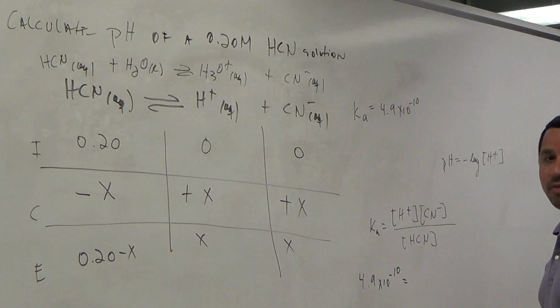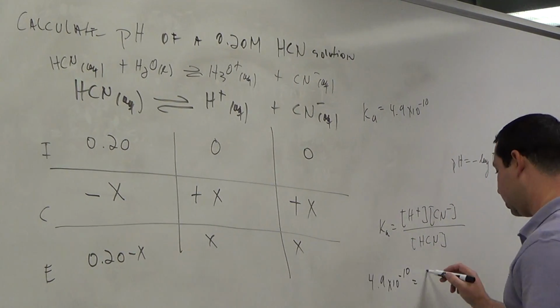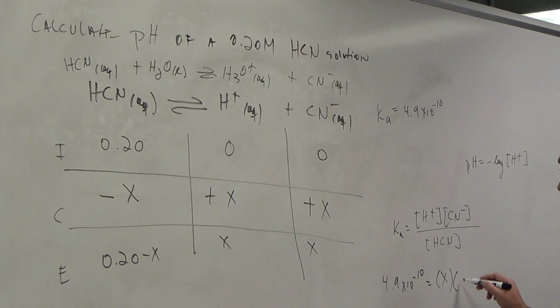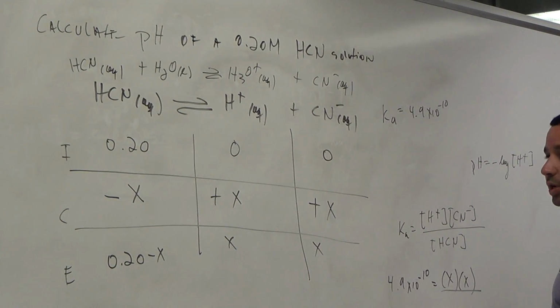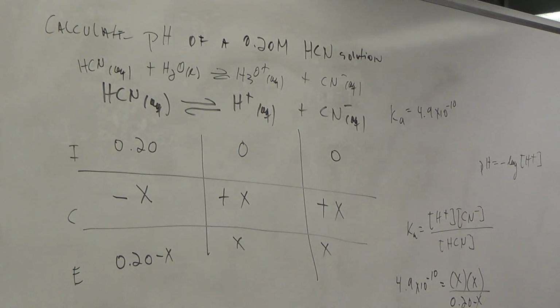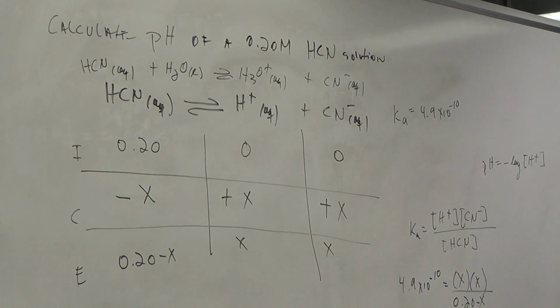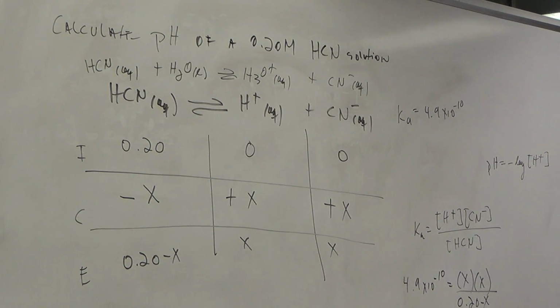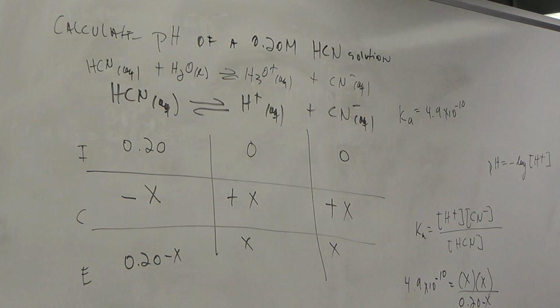What's the concentration of H plus at equilibrium? X. What's the concentration of CN minus at equilibrium? X. What's the concentration of HCN? 0.20 minus X. Is that going to be a problem for the mathematically impaired? Probably. Yes, it will be a problem for the mathematically impaired.